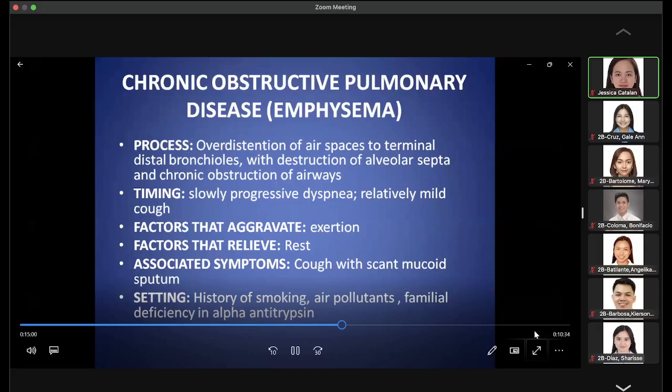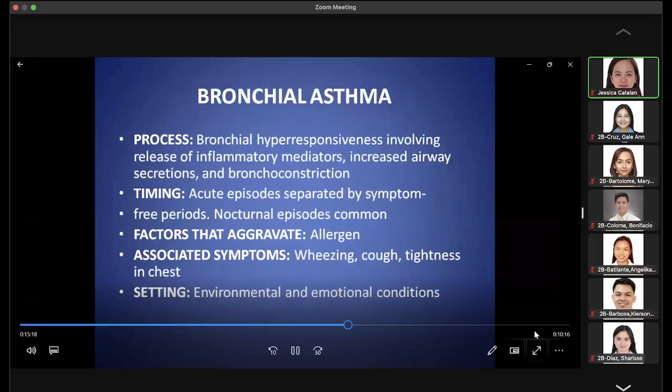So of course you will entertain COPD in a patient complaining of dyspnea, for those with history of smoking, exposure to air pollutants, and a familial alpha antitrypsin deficiency.